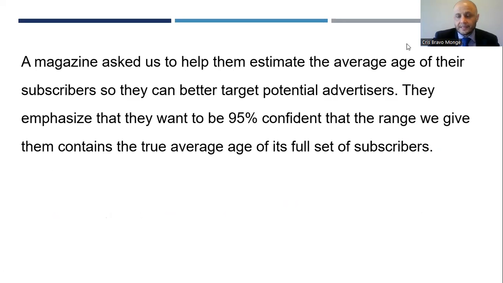Let's do an example. Let's assume a magazine asked us to help them estimate the average age of their subscribers so that they can better target potential advertisers. We go out and do a survey and we collect 60 samples, which means it would be a large sample. They're okay with that. They just emphasize that they want to be 95% confident that the range we give them contains the true average age of its full set of subscribers. Let's take a look.